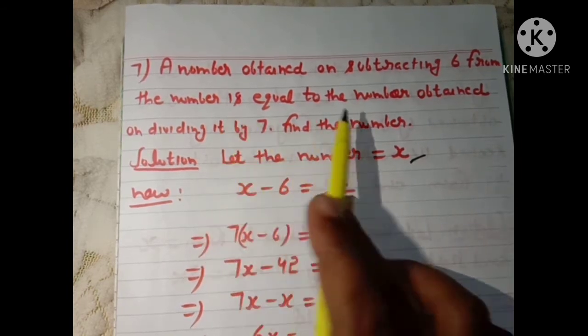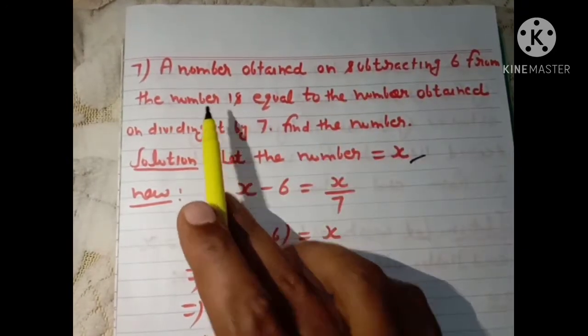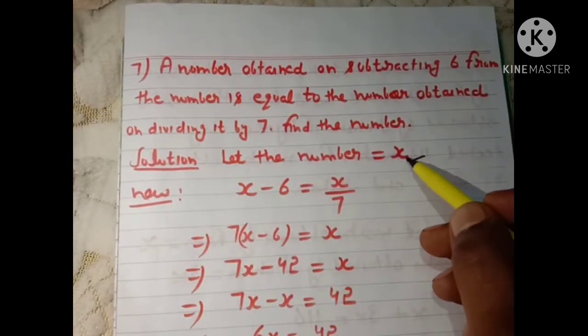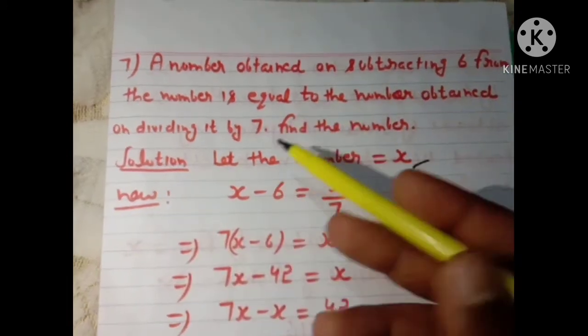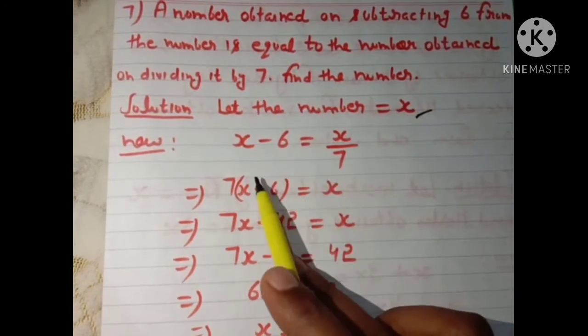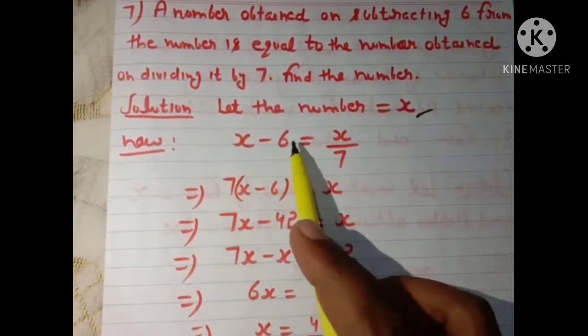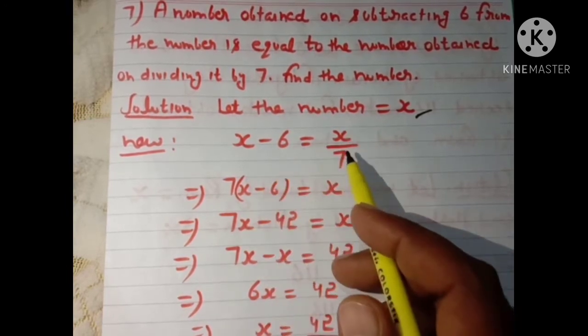So the statement means: a number obtained on subtracting 6 from the number, when we subtract 6 from this number, the answer is equal to the number obtained on dividing it by 7. So both answers will be equal. With this statement we can make this equation. Now you can see how we can solve this one. It will become x minus 6 is equal to x by 7.